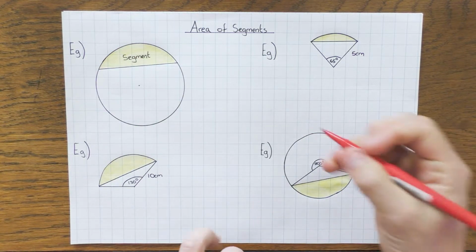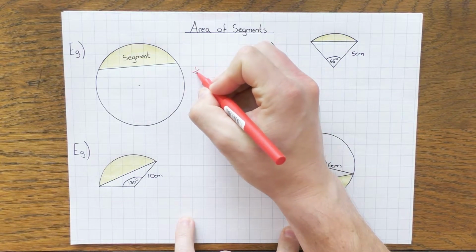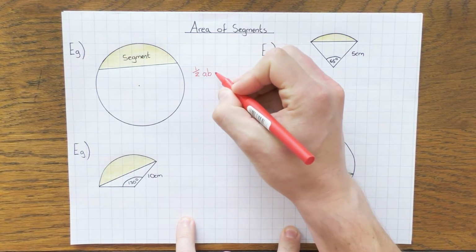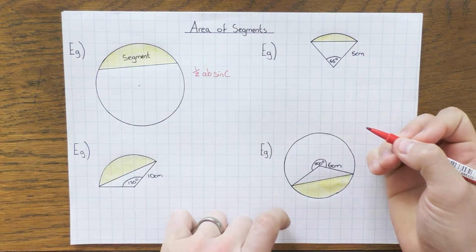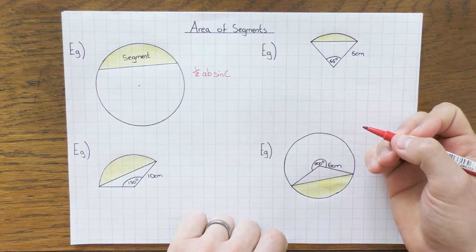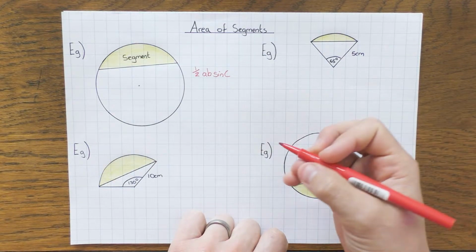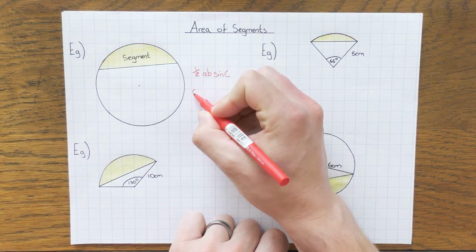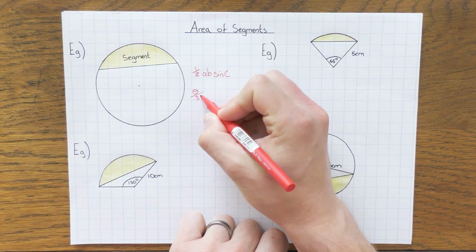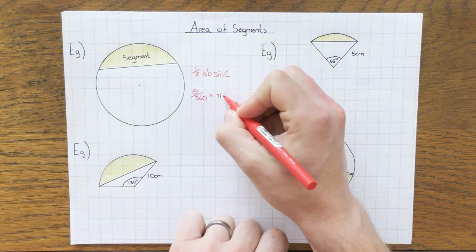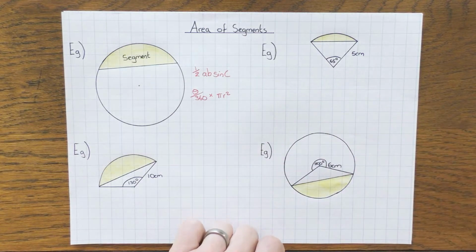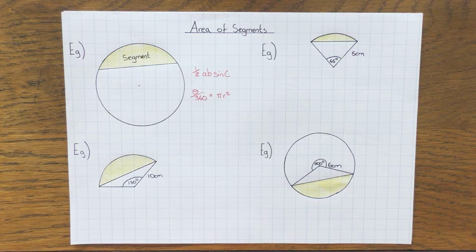Now before we get cracking, you will need to know how to use these formulas here. It's the half ab sine C formula, so that's the area of a triangle. Have a little look at that video before doing this because we will be using that. And also the area of a sector, which is theta divided by 360 times the area of the circle, so times pi r squared. We are going to be using those two, so definitely make sure you're familiar with them before watching this video.